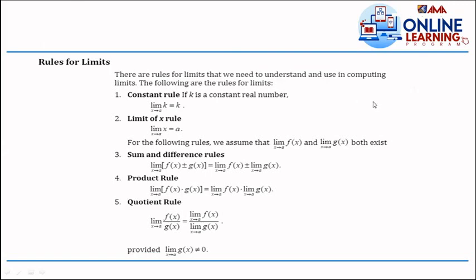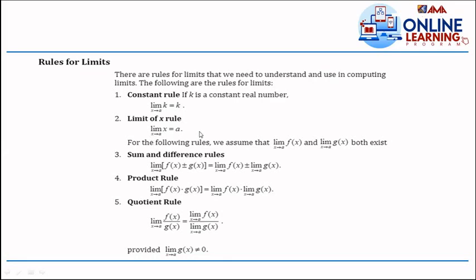So we have now the rules for limits. There are rules for limits that we need to understand and use in computing limits. The following are the rules for limits. First, we have the constant rule. If k is a constant real number, the limit of k as x approaches a is equal to k. So next, we have the limit of x rule. The limit of x as x approaches a is equal to a.